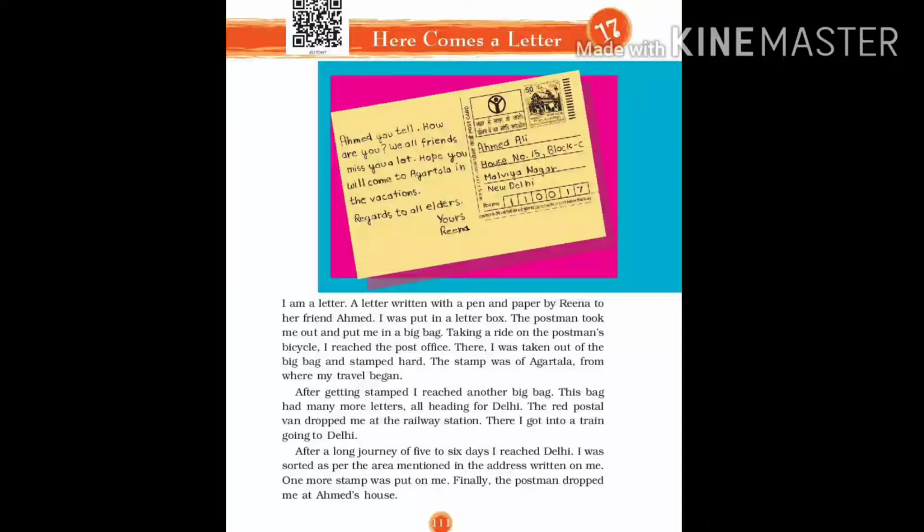After the letter was stamped, the postman put him in an even bigger bag along with many other letters. They were all going to Delhi. The red van of the post office dropped the bag of letters at the railway station. From there, they boarded the train for Delhi. After 5 to 6 days of the journey, the letters reached Delhi. The letters were sorted as per the addresses written on them. Finally, the letter was dropped at Ahmed's house by the postman. Children, this is the journey of a letter in his own words.